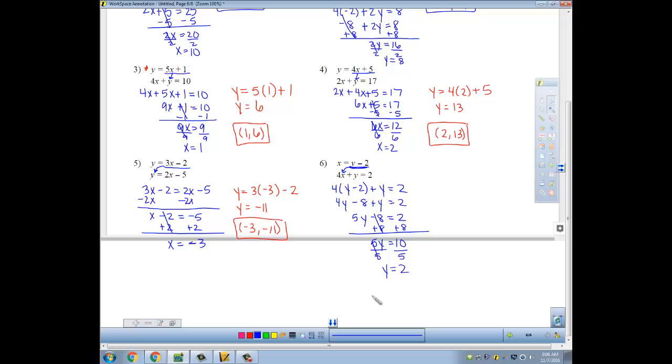Y equals 2. So this time I need to figure out what my x is. So I'm going to plug into this first equation. So we get x equals y, which is 2, minus 2. So x is going to equal 0. So the coordinate is 0, 2.